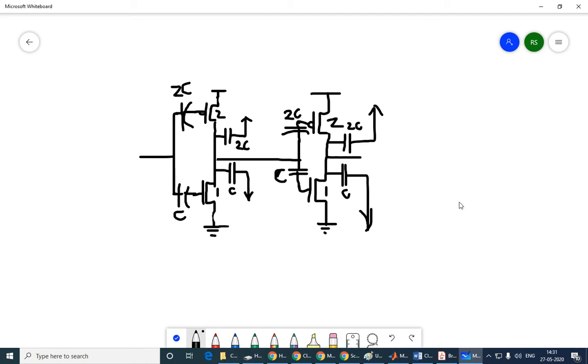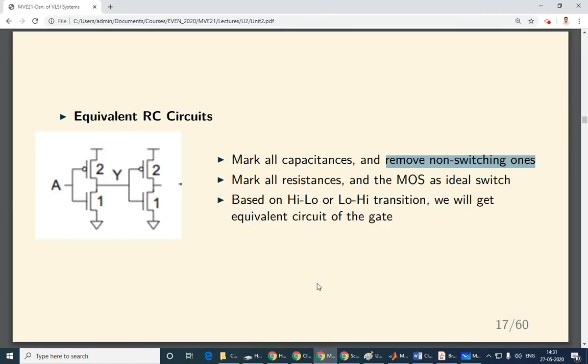Again, remember there are two inverters. This first inverter is also called the driver, the second one is the load. Okay, now in the load part and the driver part, if I want to draw the equivalent circuit, let me just look at the question again. Based on the low to high, high to low transition, we will get the equivalent circuit of the gate. So what is this equivalent circuit?